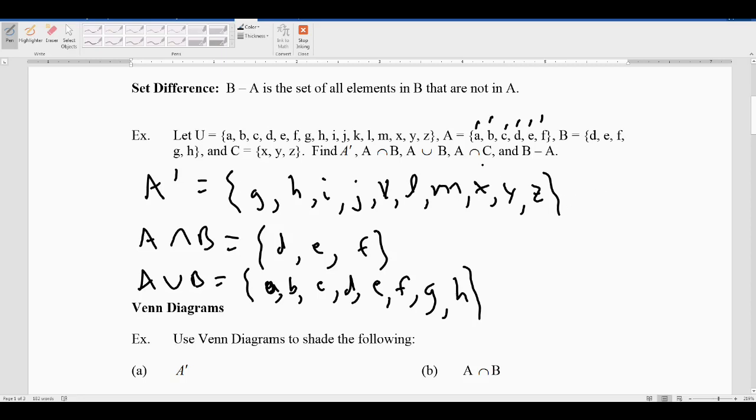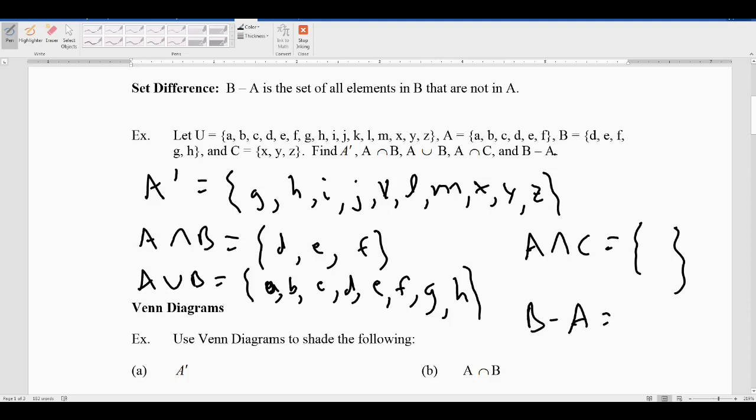A couple more examples. A intersects C. Let's see if we can just look at those without having to do any markings. Let's see if we can come up with the answer with the elements. A intersects C. What do they have in common? A is A, B, C, D, E, F, and C is X, Y, Z. I don't see anything in common. Empty set. They have nothing in common.